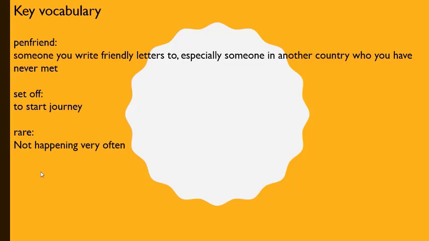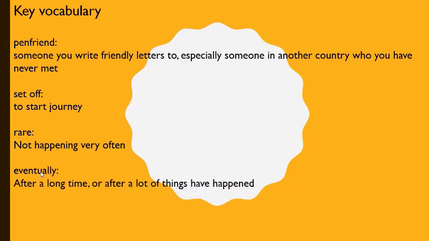I can give you one example, like homework from my students is rare, meaning not a lot, only a few students sent me the homework. The next word is eventually. Eventually means after a long time or difficult time. You can say, eventually after COVID-19, people are happy to go back to school.